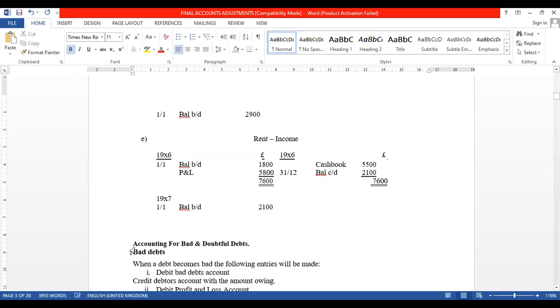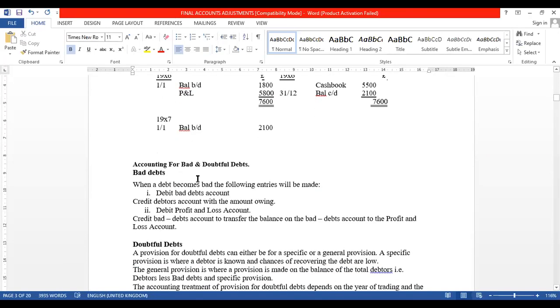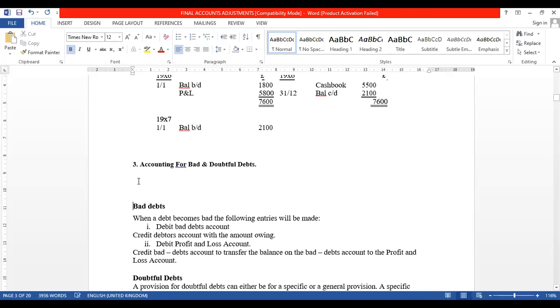We have then what we call accounting for bad and doubtful debts. Now, I want to be again very simple in explaining this because it is important for you to understand how these things arise.